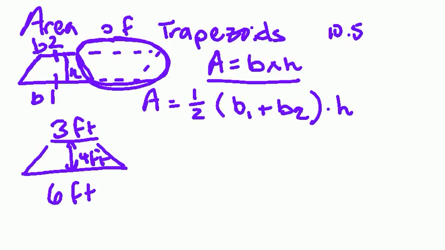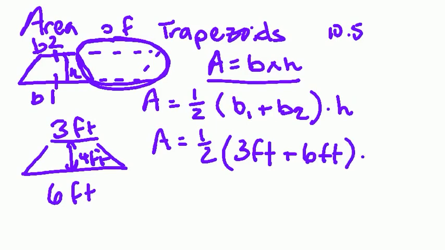So we have this trapezoid. The top base is 3 feet, the bottom base is 6 feet, and the height we have is 4 feet. So I'm going to substitute into my formula. We can call base 1 the top, so let's say that's 3 feet, and we'll call the bottom base 2, which is 6 feet. And we will be multiplying that by 4 feet.